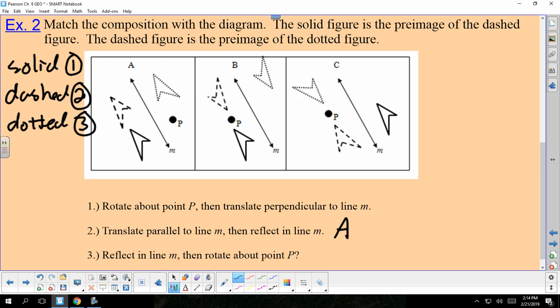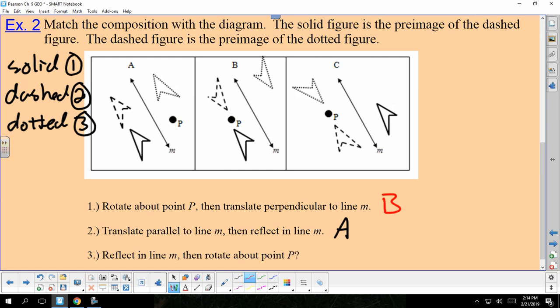This one, let's see what we're doing here. So I'm starting here. I'm going to rotate about point P. And then that's not a reflection. Look at how these work. So this little part of it is right here. It's not a reflection. It's actually going to be a translation. Remember that translation just slides it on over, slides it from one to the other. So that's going to be a rotation and then a translation. So let's see which one that is. We'll rotate about point P and translate perpendicular to line A. There's our B.